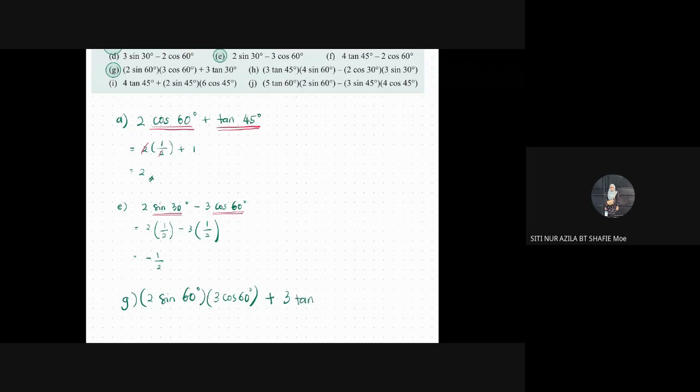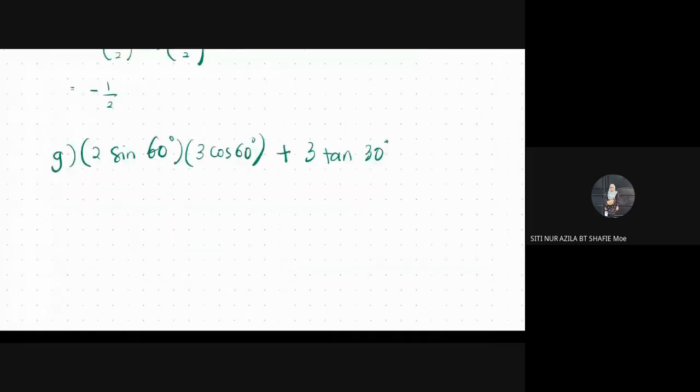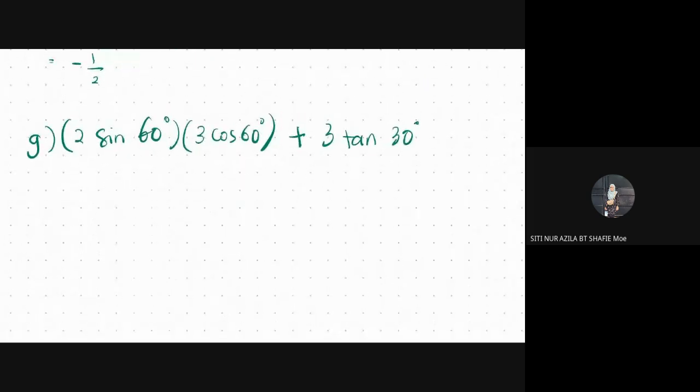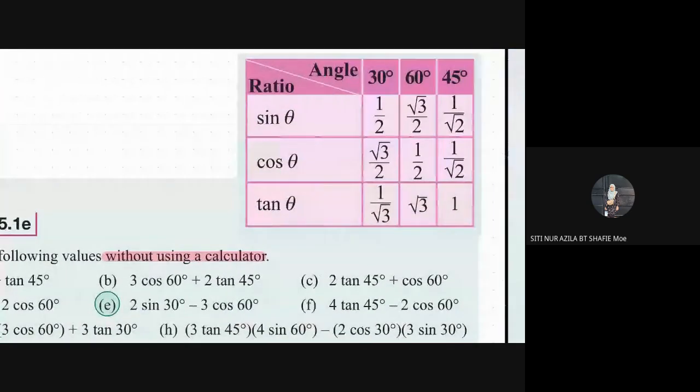Extra entertainment today. Okay, for question G, we have 2 sin 60 multiplied by 3 cos 60 plus 3 tan 30 degree. So you have two brackets here. When you have two brackets, it means the operation here is times or multiply. As usual, you are going to substitute the value for sin, cos, and tan first: sin 60, cos 60, and tan 30. How do you get the value? From your table. Equal to 2 times sin 60. Sin 60 from your table is root 3 over 2.